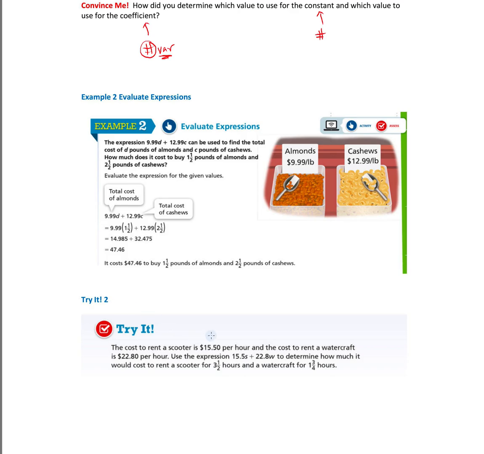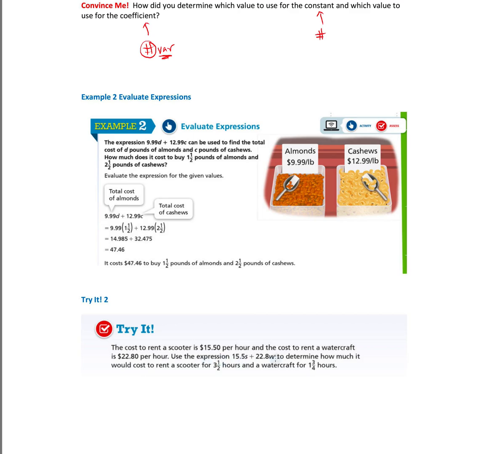For try it 2 here, and again, I would recommend that you pause the video and see if you can work out the problem yourself, and then watch the video to see if you work it correctly. So here we go. Try it number 2. The cost to rent a scooter is $15.50 per hour. That's very similar information to the cost of almonds being $9.99 a pound. It's $15.50 per hour. The cost to rent a watercraft is $22.80 per hour.